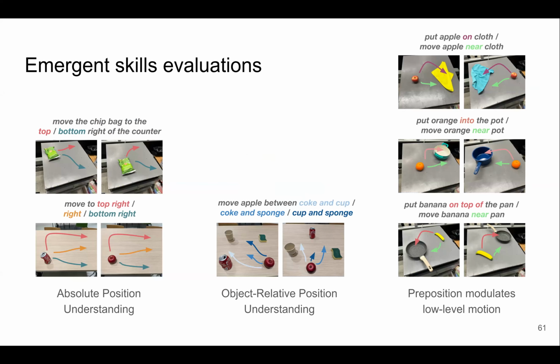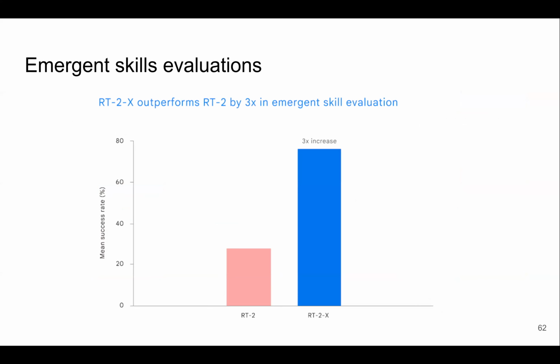But on emergent skills, where we try things that a specific robot hasn't seen before, a lot of these are executed on a Google robot that only exists there, and it either hasn't seen objects or it hasn't seen certain motions, but these motions are available in other data sets. We actually see a massive increase in the emergent skills that are available to it.